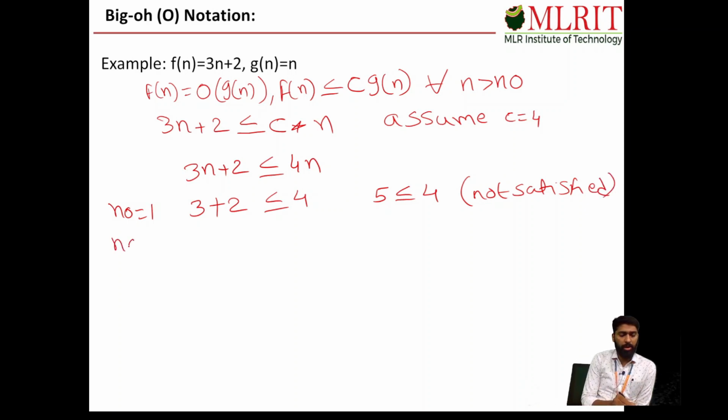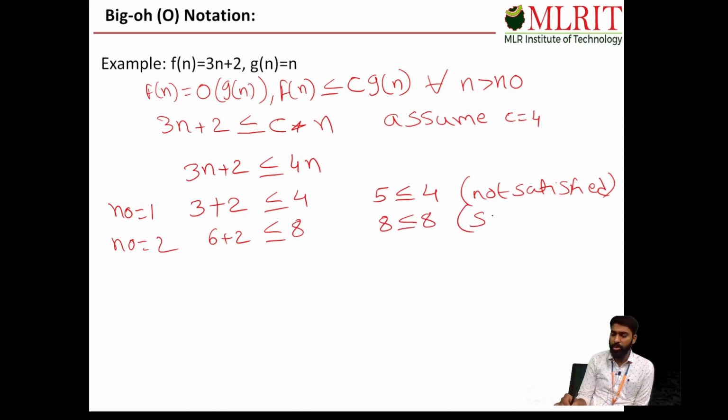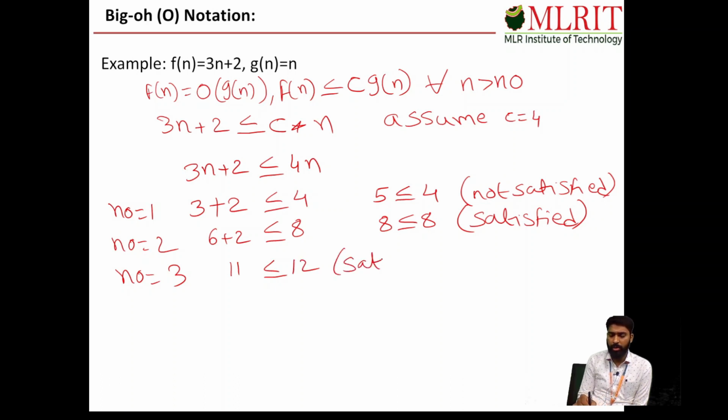Next, n naught equals 2. 3 into 2 is 6, 6 plus 2 is 8, less than or equal to 8. True, so it is satisfied. Next, n naught equals 3. 3 into 3 is 9, 9 plus 2 is 11, less than or equal to 4 into 3, which is 12. So this is also satisfied.